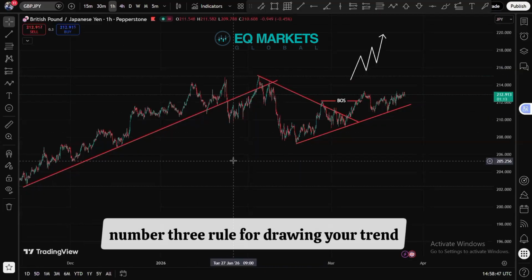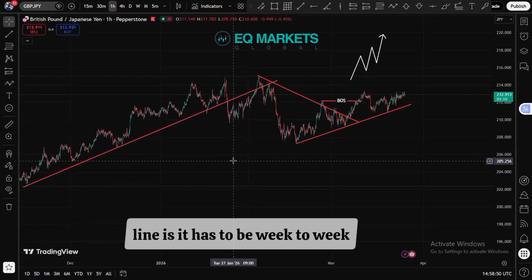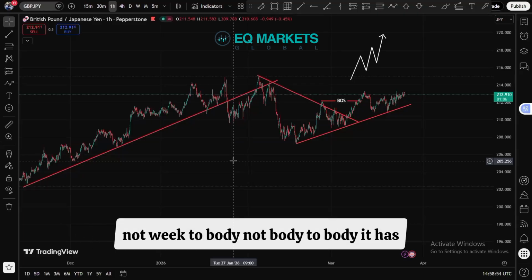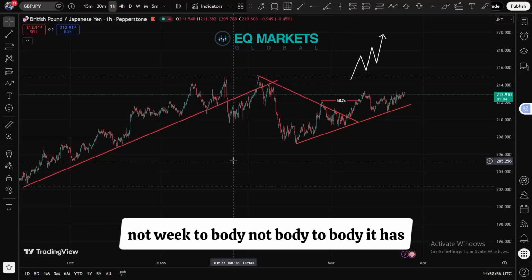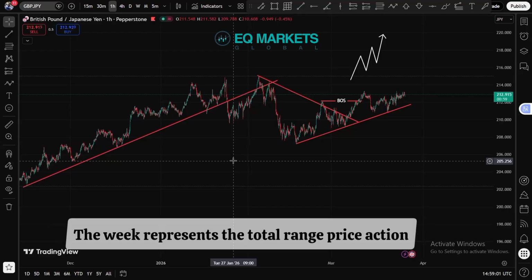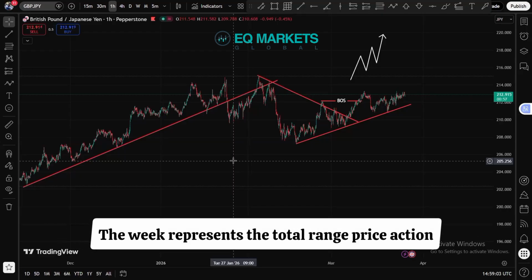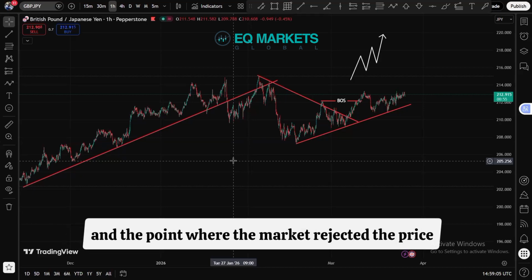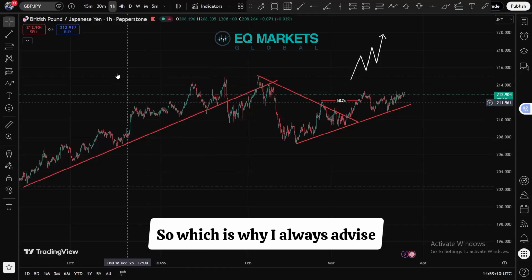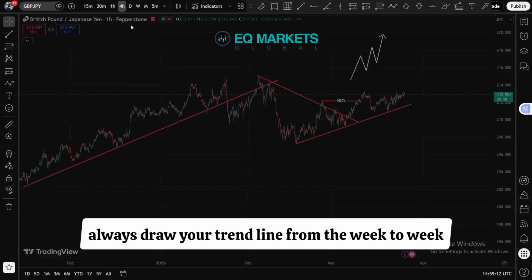Okay. Number 3 rule for drawing your trend line is it has to be wick to wick, not wick to body, not body to body. It has to be wick to wick, because the wick represents the total range of price action and the points where the market rejected the price. Which is why I always advise, always draw your trend line from wick to wick.